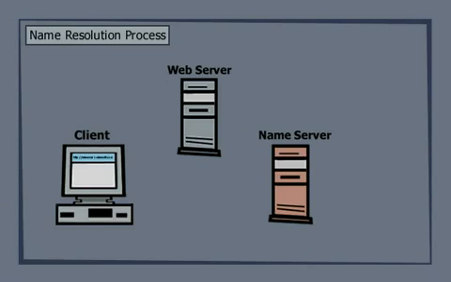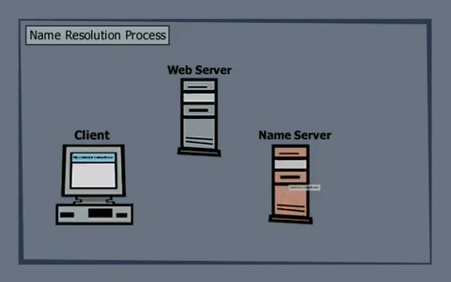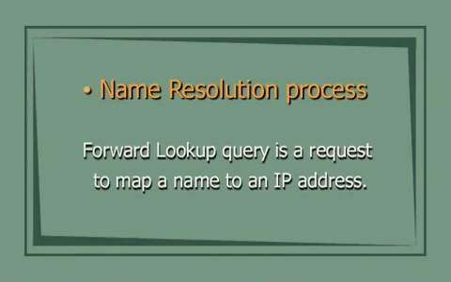The name resolution process involves sending a query to one or a series of name servers to locate the IP address of the requested computer. The query contains the fully qualified domain name, or FQDN, of the requested computer. The name servers use a computer's FQDN to locate its IP address. This query is called a forward lookup query. A forward lookup query is a request to map a name to an IP address.